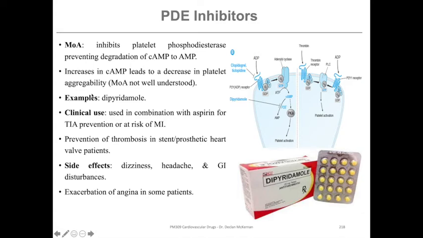Clinically, these are used in combination with aspirin for the prevention of TIAs, which are transient cerebral ischemic attacks, and in individuals who are at risk of myocardial infarction. They are also used in the prevention of thrombosis in stent or prosthetic heart valve patients. Side effects can include dizziness, headache, and gastrointestinal disturbances. Exacerbation of angina can occur in some patients also.